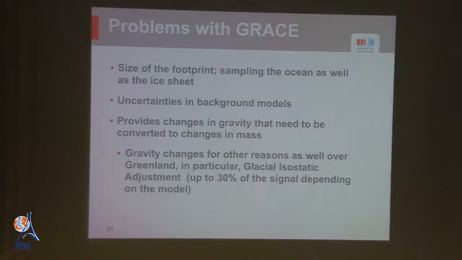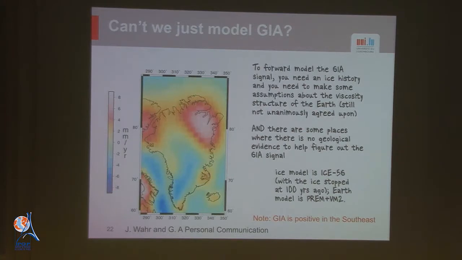And we know that gravity changes not just because of the melting of the ice today, but also because of the glacial isostatic adjustment signal. And that represents, depending on where you are in Greenland, up to 30% of the signal that GRACE is seeing. So this is a picture, and it shows you why we can't just model glacial isostatic adjustment. To measure or estimate GIA, you need geologic evidence that goes back about 5,000 years.